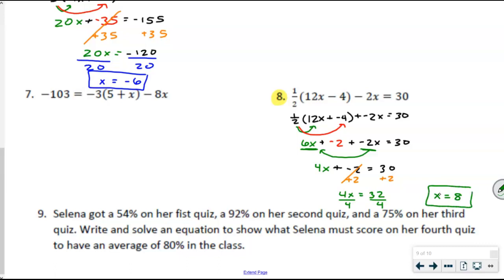Wasn't too bad, was it? And again, I've left the easier one for you. 7 is a little bit easier. We don't have a fraction. We do have some negatives, so we want to make sure we're careful with that.